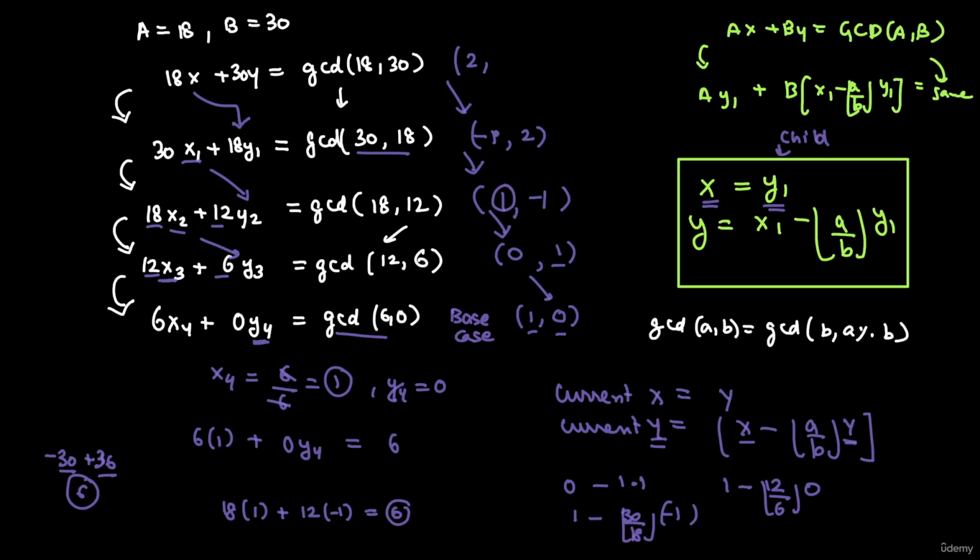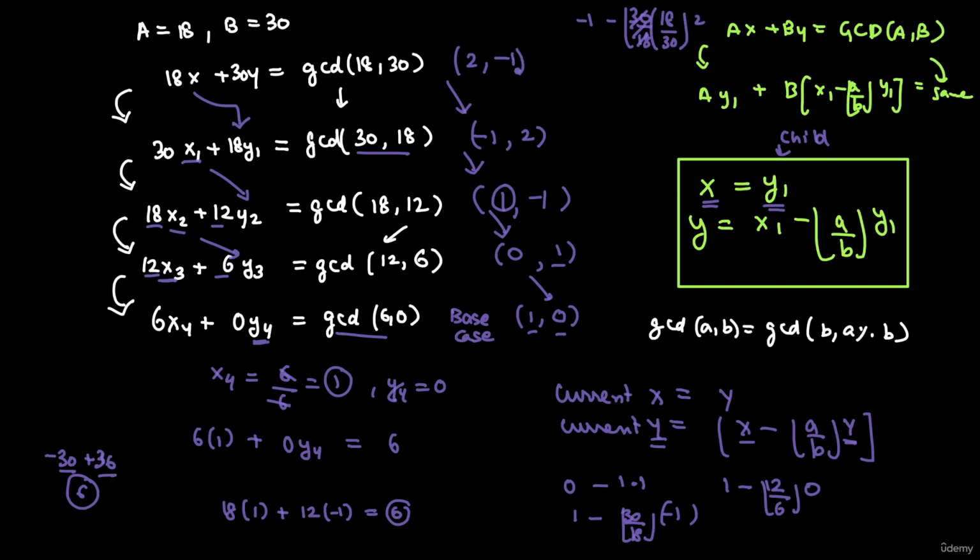And how do you calculate y? So it is nothing but x minus a by b. So x is what? X is minus 1 minus a by b, that is 30 upon 18. Sorry, 18 upon 30. Okay, 18 upon 30, that would be 0, multiplied with y. So what is y? Y is 2. So 0 into something is 0, so it is minus 1.